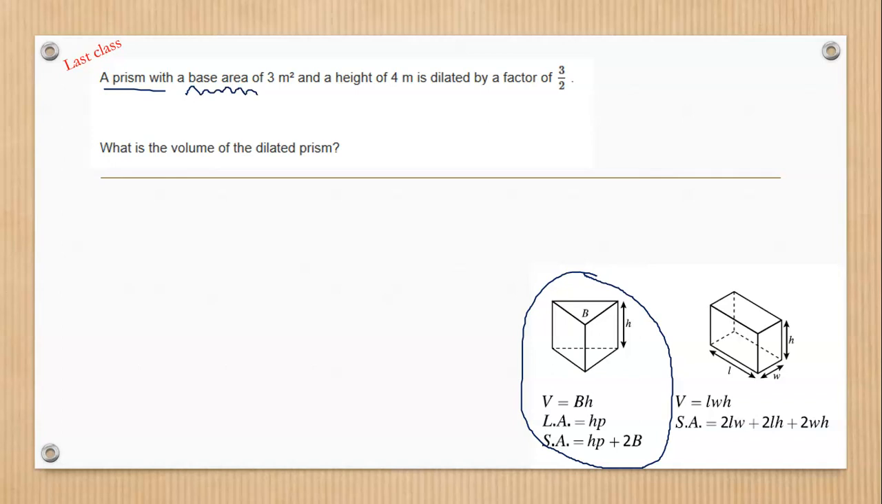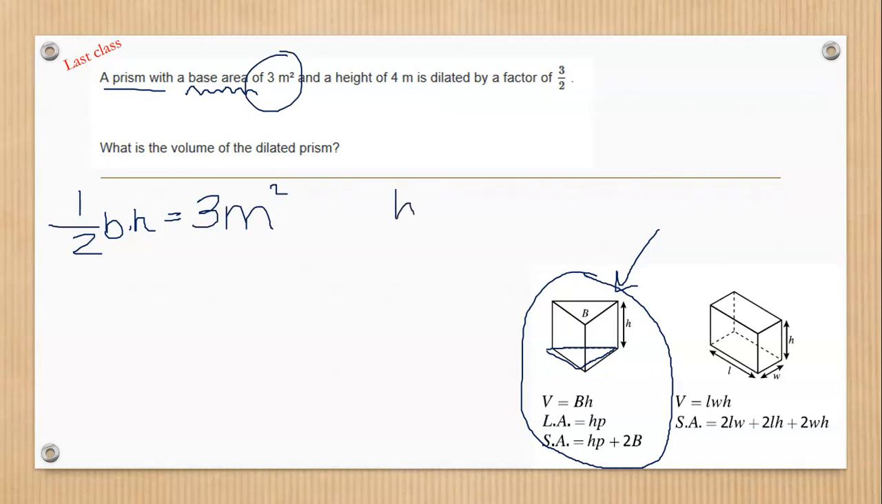So be careful. This one's not giving you the volume, it's not giving you the area, it's giving you the base area. So remember, in a triangular prism, our base is a triangle, so the area is 1/2 base times height, because that's the area of a triangle. And it's telling us that equals 3 meters squared. And then it tells us the height of that triangular prism is 4.